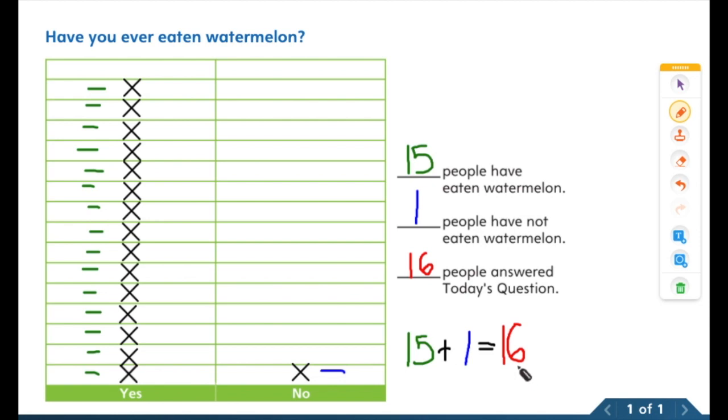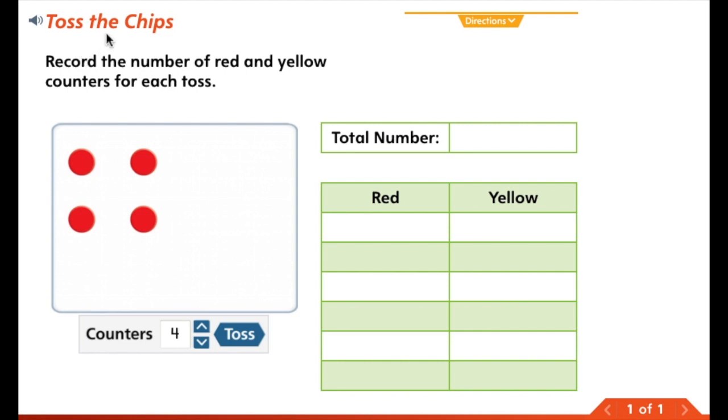Nice work, kindergartners. Now, your work today is about 2 games we've already played. Toss the Chips and Racing Bears. So I'm going to remind you, because it's been a while since we've played either of these games. I'm going to remind you how to play, and then you're going to be able to play both of them during math today. It's called Toss the Chips.